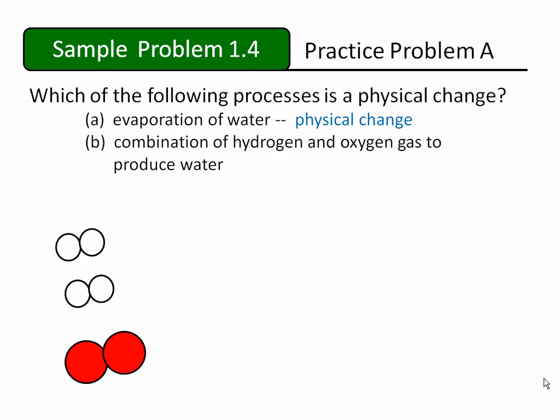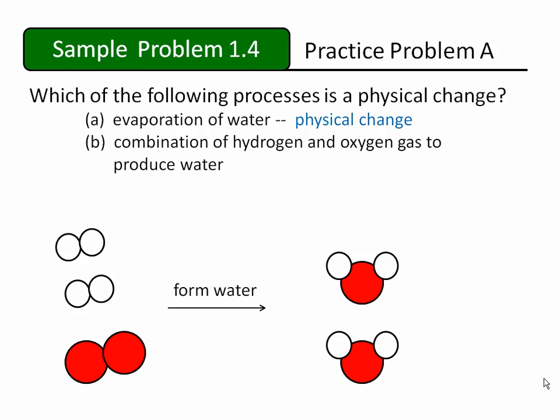This would be one molecule of oxygen. When these molecules form water, we definitely have a change in bonding. The original bonds between the hydrogen atoms are broken, as well as the bond between the oxygen atoms, and we get new bonds that occur between the hydrogens and oxygens themselves. We would call this a chemical change.